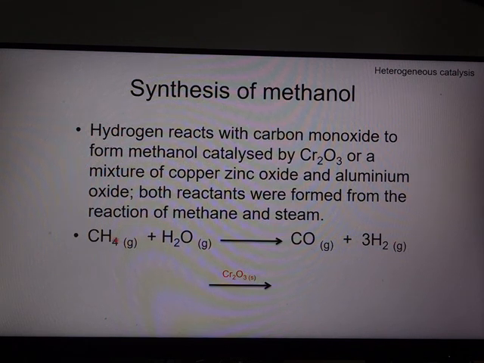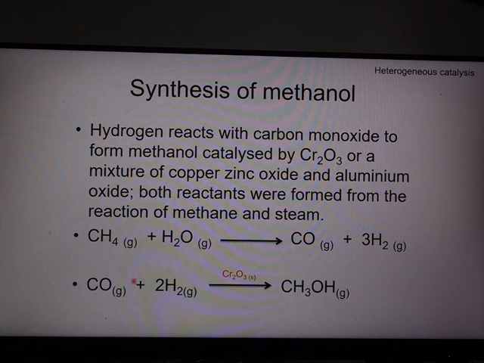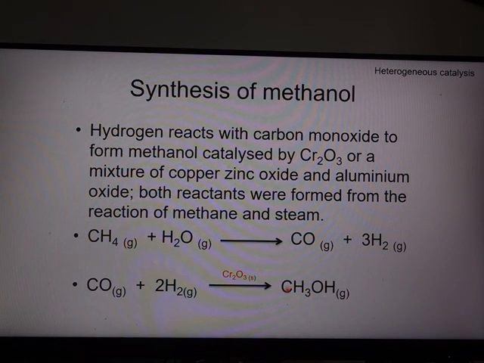So that's quite useful chemical reaction. In this case, we are going to use both products of that first reaction to make them react to form methanol using chromium 3. So that's another useful chemical reaction. Methanol is a very, very useful starting material to make many other things. So that's the third one that we need to know, that chromium 3 is the catalyst for the synthesis of methanol.